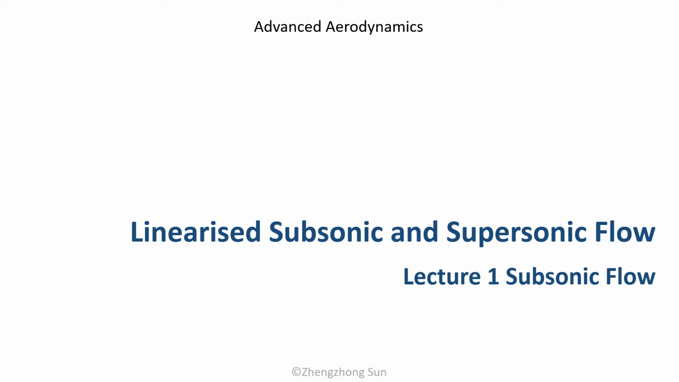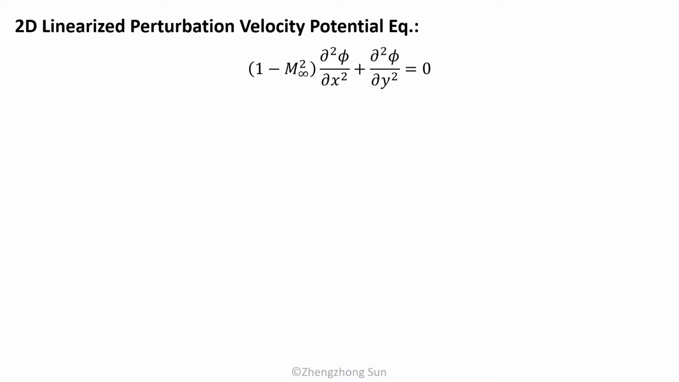In this lecture, we will study the linearized subsonic and the supersonic flow. So this is a very first mini lecture. It's about the subsonic flow, and later on we will study what happens in a supersonic flow. Okay, and so earlier we know the 2D linearized perturbation velocity potential equation.